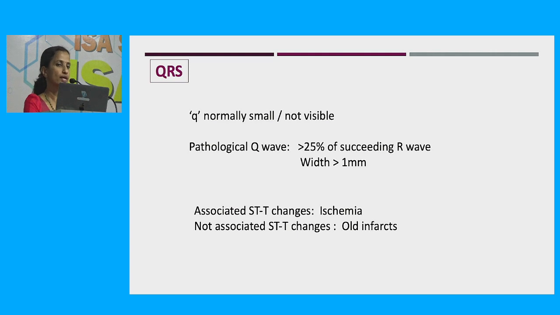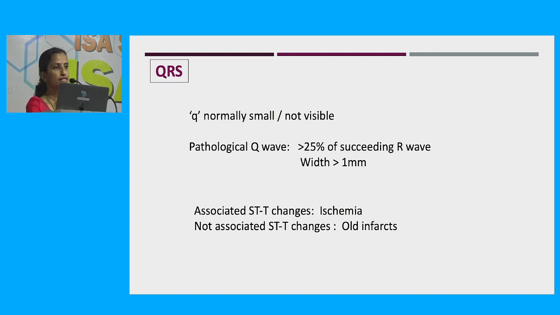Another is the QRS. Usually the Q will be small or not visible. But when you say it is a pathological Q wave, that is more important. When the Q wave is more than 25% of the succeeding R wave, or the width of the Q is more than 1 millimeter, it is called a pathological Q wave. And if it is associated with ST-T changes, it shows ischemia.